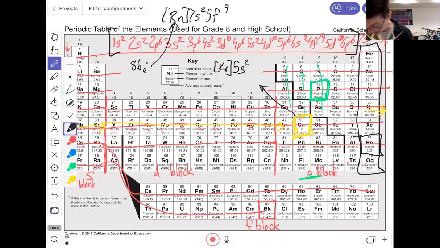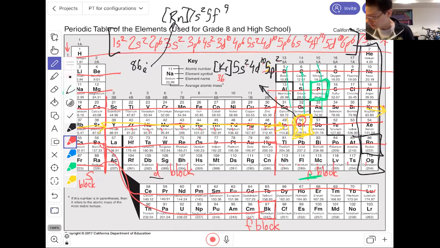After 5s, I have to remember that crossing over into the D block drops my number down. So 4D10. And then I cross back into the P block and I'm in the second column. So 5P2. And if I add up those exponents, remembering that krypton is storing 36, so 36 plus 2 is 38, plus 10 is 48, 48 plus 2 is 50, and that's my atomic number.